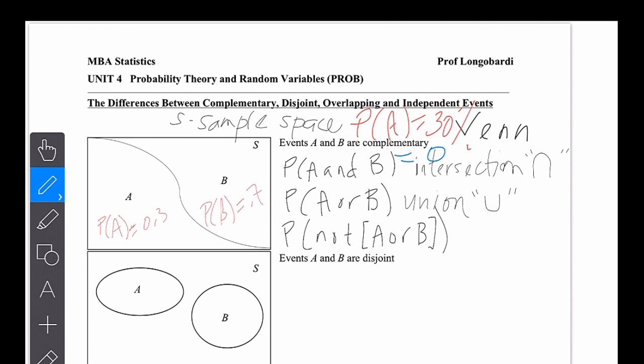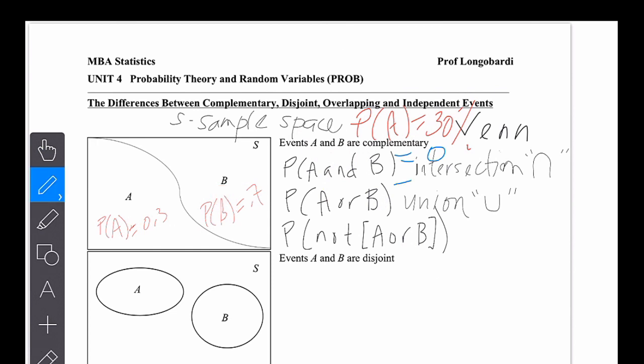What about A or B? For complementary events, the chance that A happens or B happens. So what's the chance, in other words, of being in A or of being in B? Well, they complete the space. It's 100% chance that either A or B happen, because only one of A or B happens. So this actually ends up being 1.